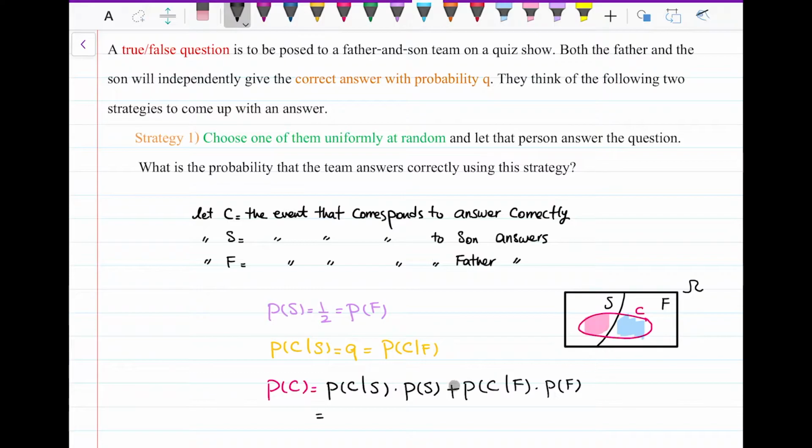So the probability of C given S is Q, times the probability of S, which is 1/2, plus the probability of being correct given the father answers, which is Q, times the probability of F, which is also 1/2. So we have 2 times Q over 2, which is Q. So the probability that the team answers correctly using this strategy is Q.